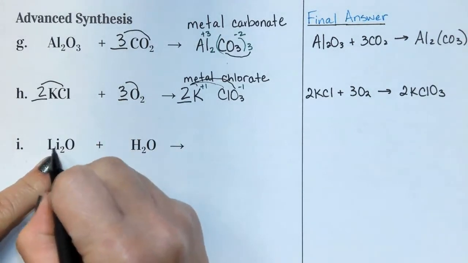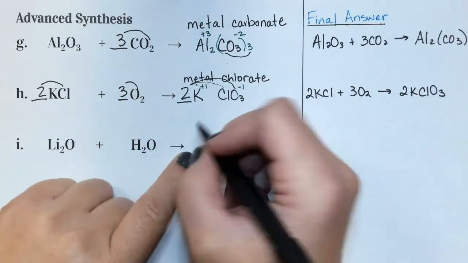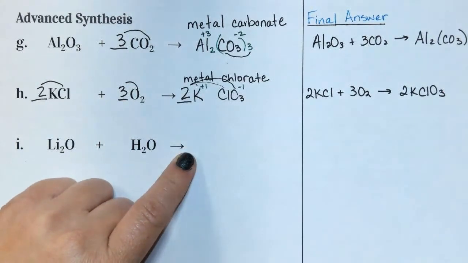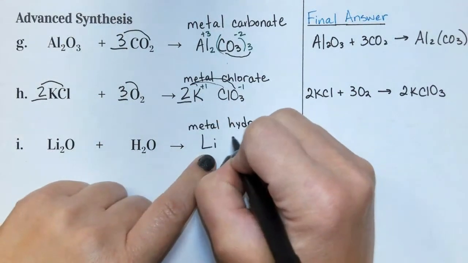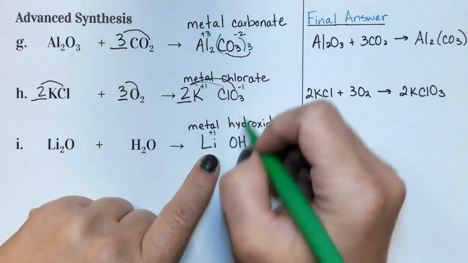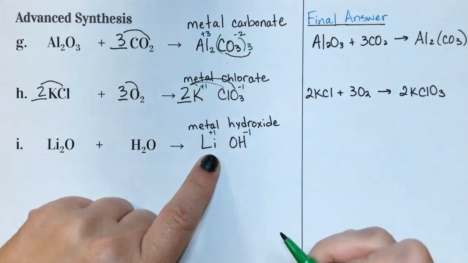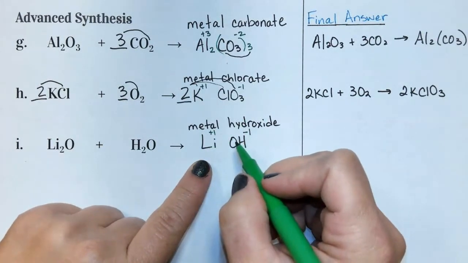Final example, lithium oxide plus water. When you have a metal oxide plus water, it's going to yield a metal hydroxide. Our metal is lithium, and then hydroxide is OH. We have to balance the charges. Lithium has a charge of +1 and hydroxide has a charge of -1. +1 and -1 cancel, so I just need 1 of each of my ions.